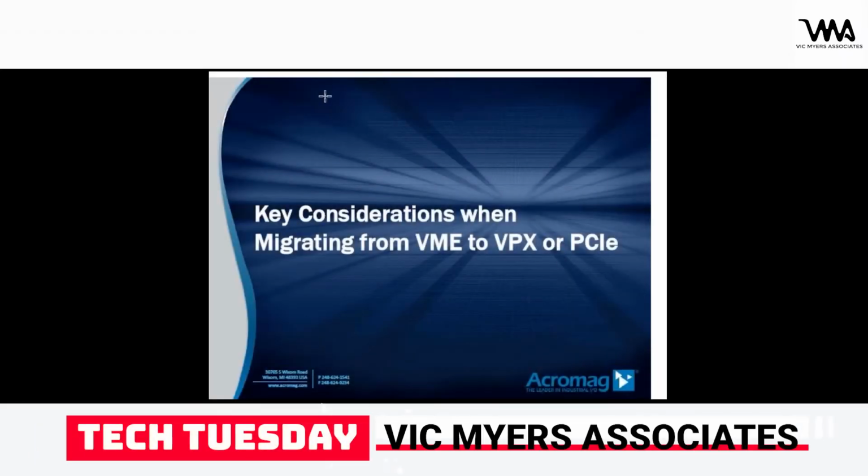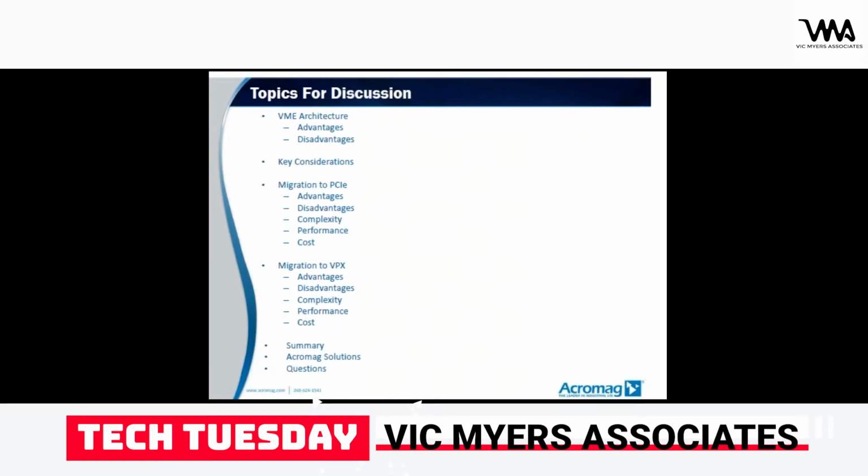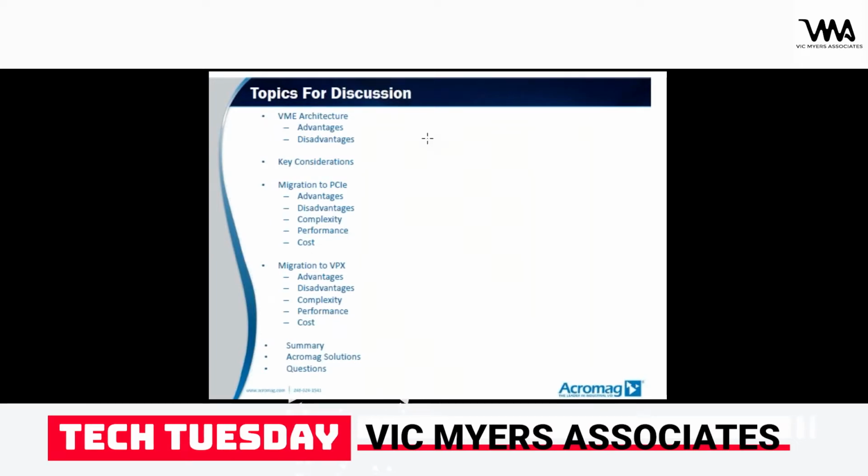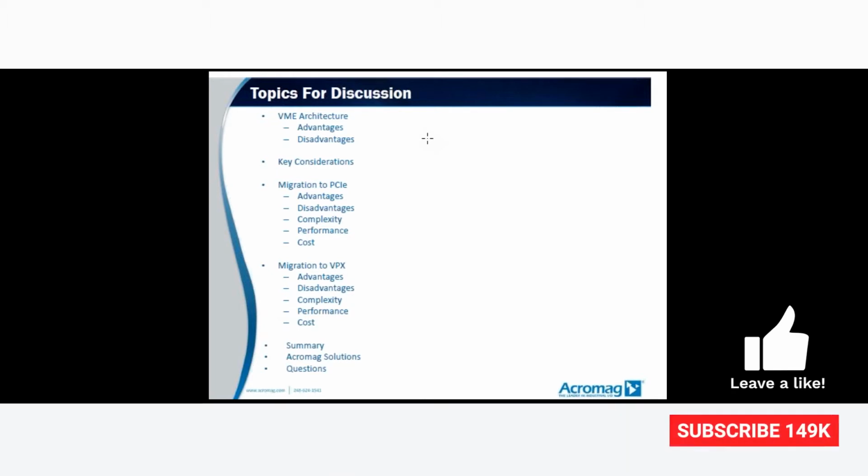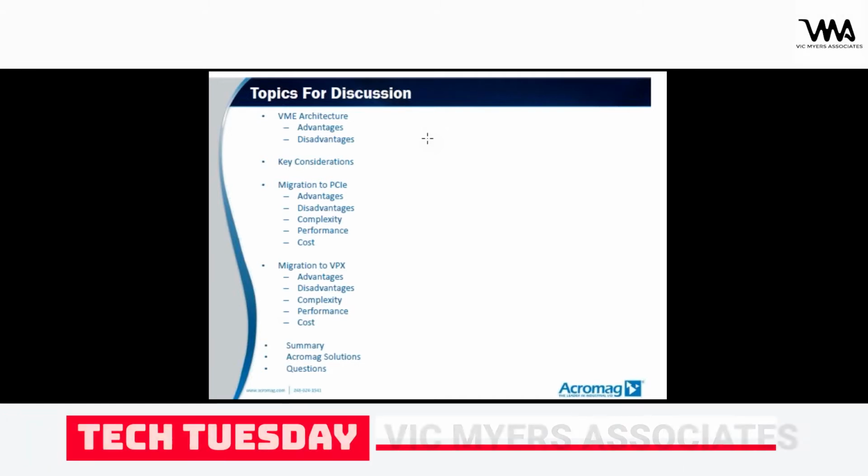So today, I plan to talk a little bit about these topics. I'm going to give a brief introduction to the advantages and disadvantages of VME architecture, and then we're going to talk about key considerations when migrating to PCI Express, server architecture, and VPX.